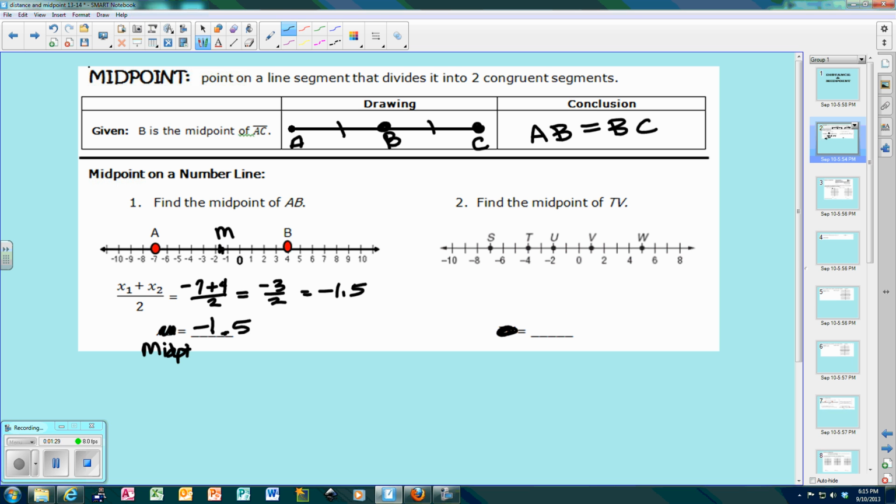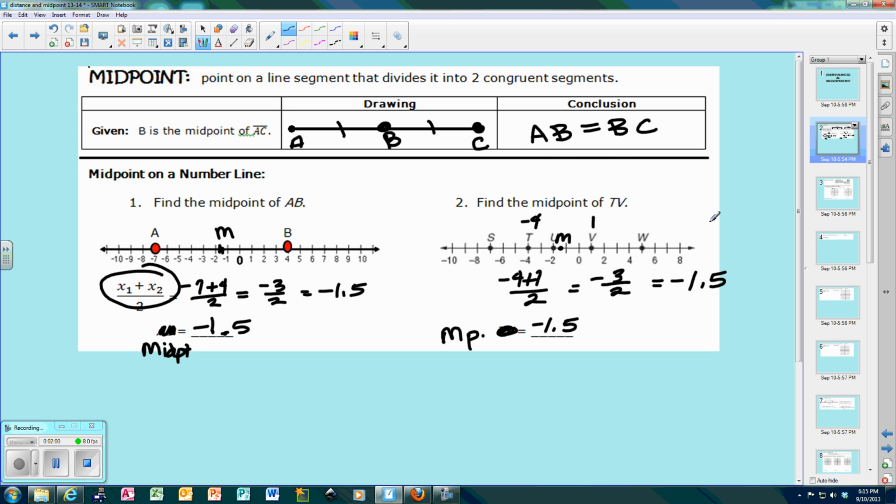Again, we're going to find the midpoint of TV, not the length of TV. So I'm just going to put MP for midpoint. T is located here at -4. V is located at 1. So using the same formula again, I just add these two together. So -4 plus 1, and then divide by 2. So find the average again. So -3/2. And wouldn't you know, it's -1.5 also. So -1.5 would be about right there. So that would be our midpoint.